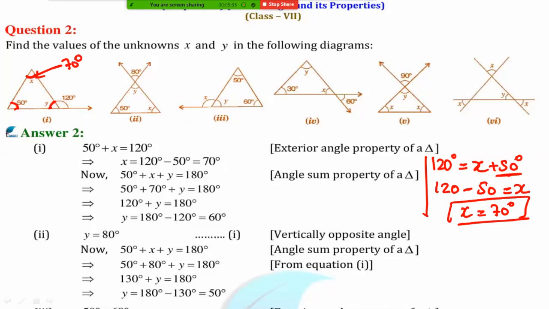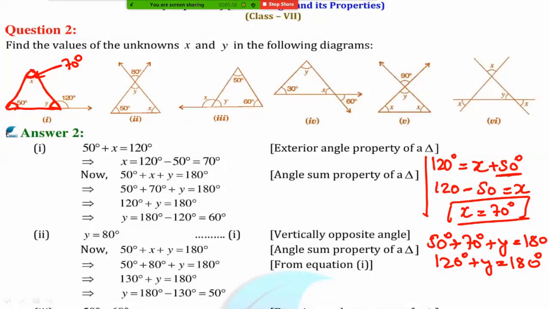So we know that in this triangle, the sum of all the three angles is equal to 180 degrees according to the angle sum property. The first angle is your 50 degrees. The second is x, which is 70 degrees. The third angle is y. So 70 plus 50 is 120 degrees, plus y is equal to 180 degrees. So the value of y is equal to 180 minus 120. So the value of y is equal to 60 degrees, which is the required answer.